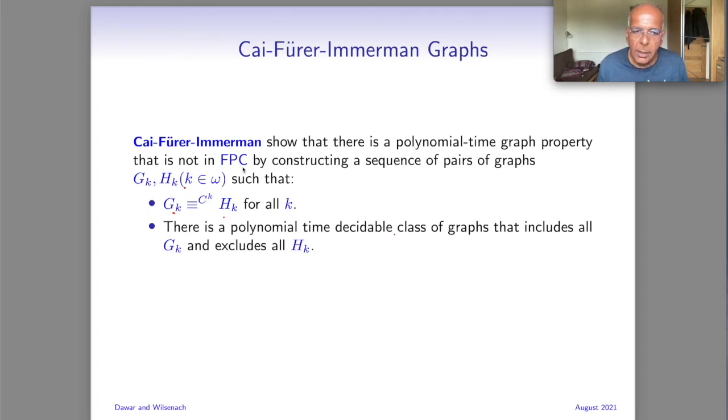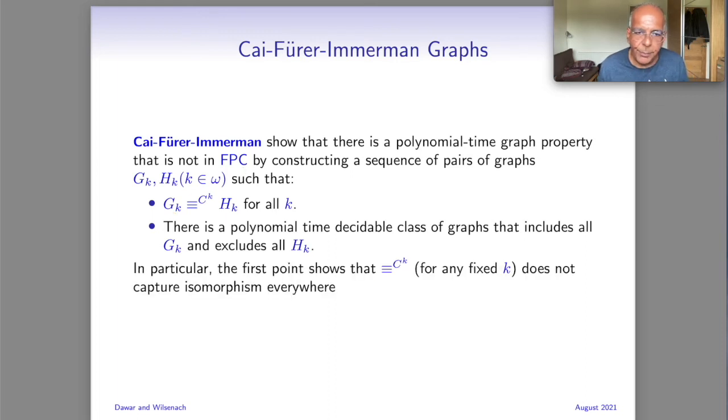But the consequences of the construction are much richer, much beyond the immediate application to showing that a polynomial time property is not in FPC. Because another consequence is that there is no fixed value of k such that the k-dimensional Weisfeiler-Leman equivalence is the same as isomorphism, which was another open question settled by the Cai-Fürer-Immerman construction.